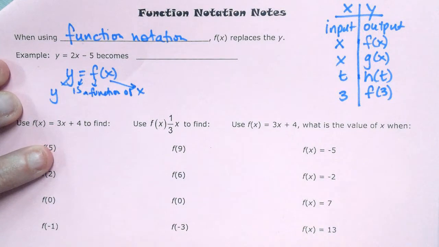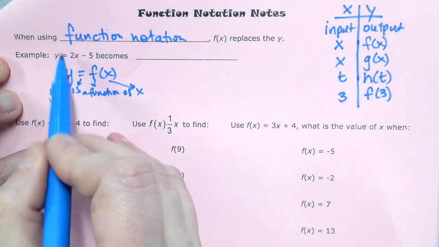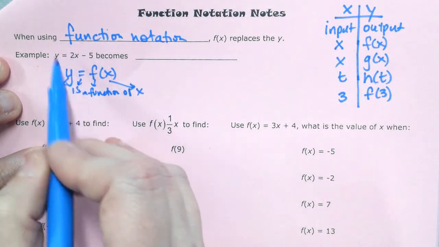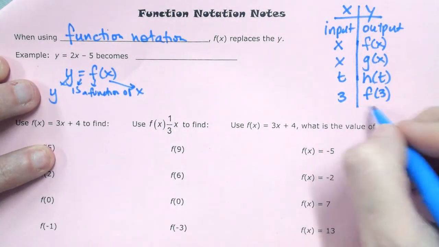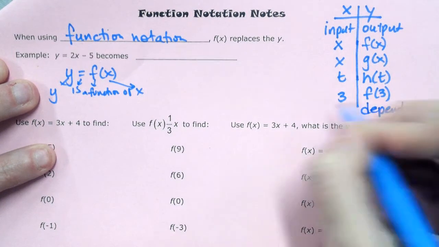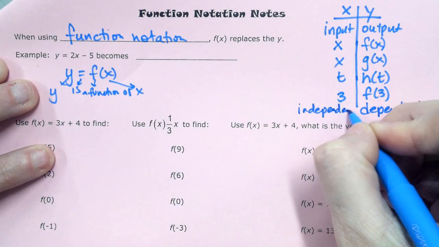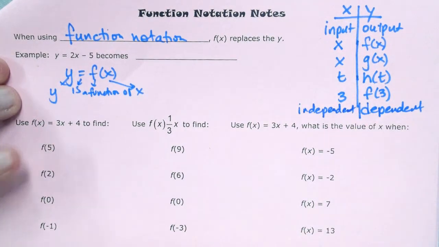So, that's why when we actually look at this equation, whatever's by itself is my output variable, my dependent variable. So we call the output variable dependent. And the input variable independent. You'll need that for tonight's homework.